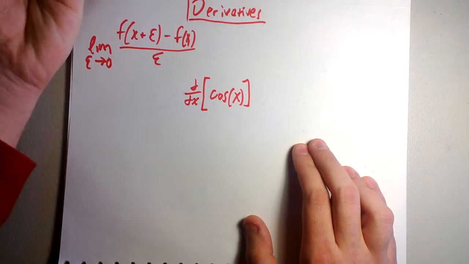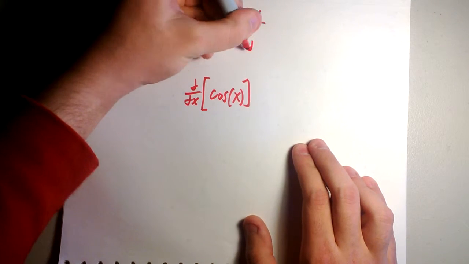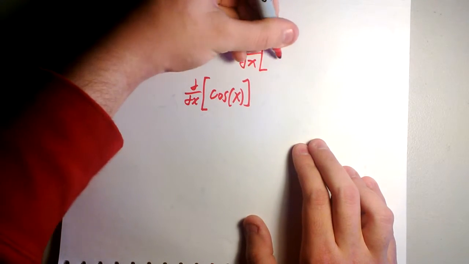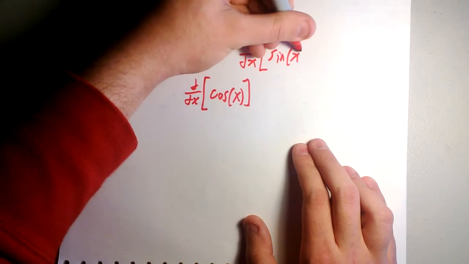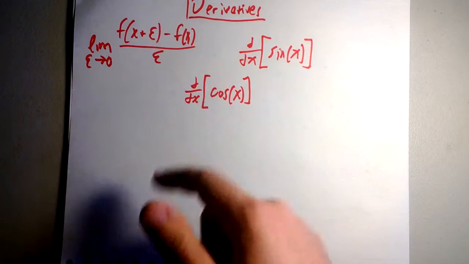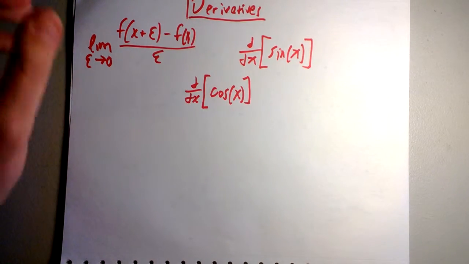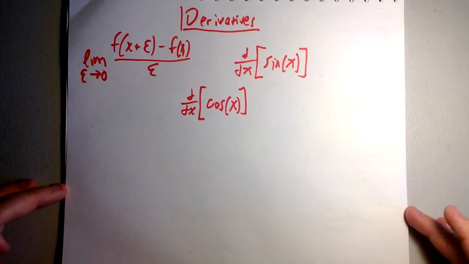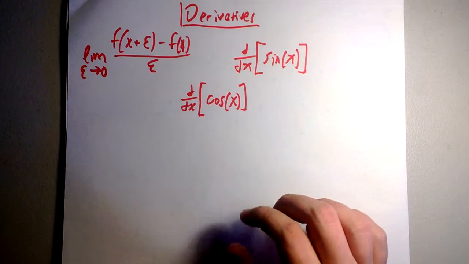Actually, before we even do this one, let's do sine of x. What is d over dx sine x? Alright, I recommend you try guessing it for a second. First, I'm going to go over this notation. It's known as Leibniz notation, named after Leibniz.